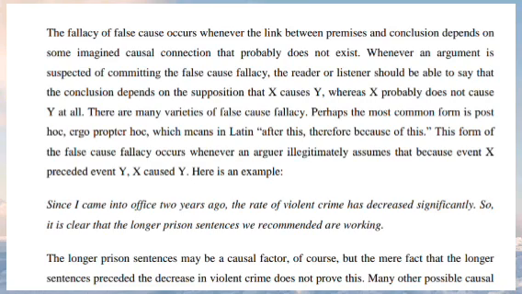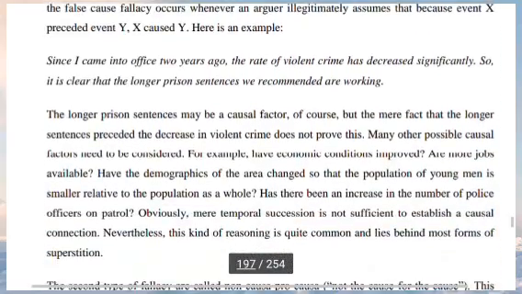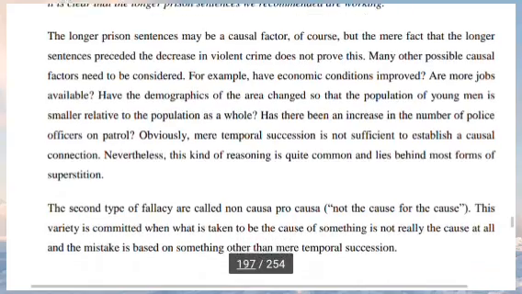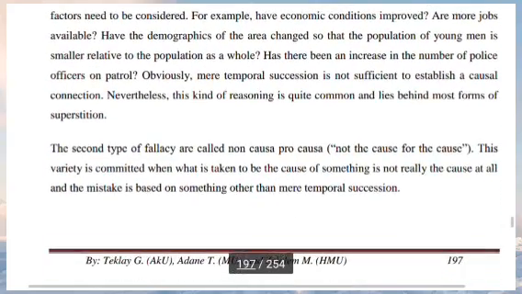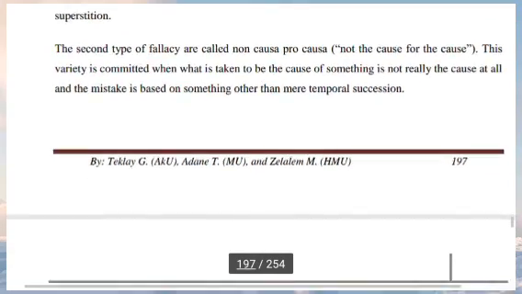So such an argument is the second form of false cause fallacy. And the third form of false cause fallacy is oversimplified cause, and is probably committed more often than either of the others in their pure form.